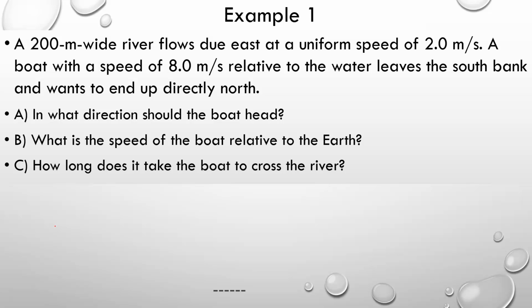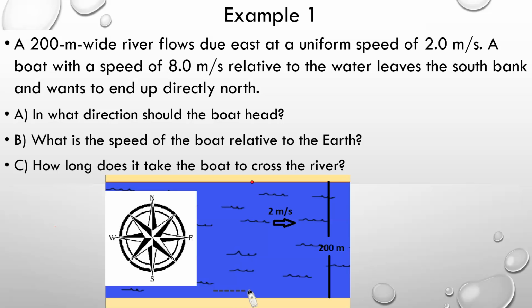So let's look at the phrasing of this problem carefully and also visualize it carefully to start out in solving this problem. So here is our visualization. The current flows at 2 meters per second east. The river is 200 meters wide. The boat starts here and it wants to end up directly north at this dot.